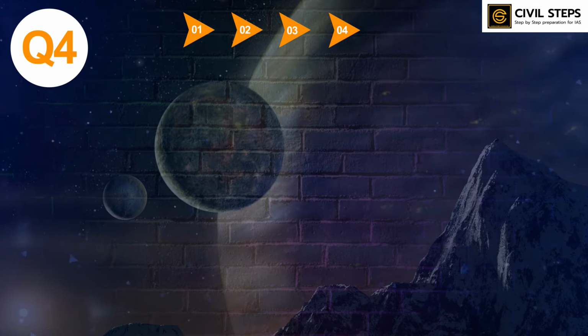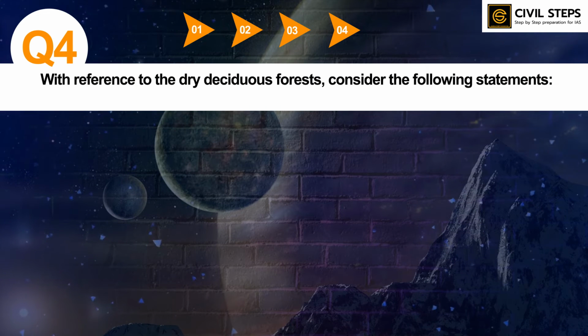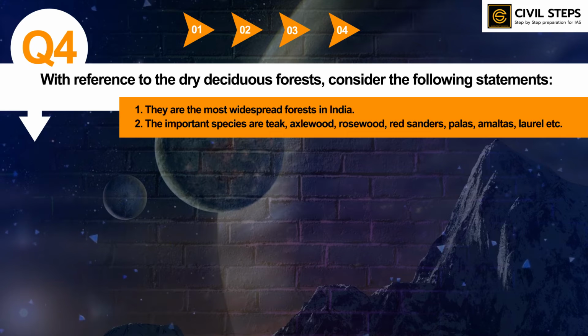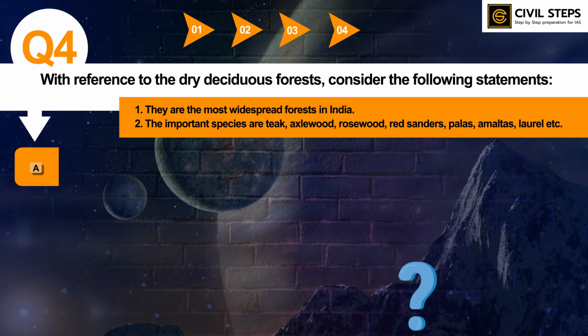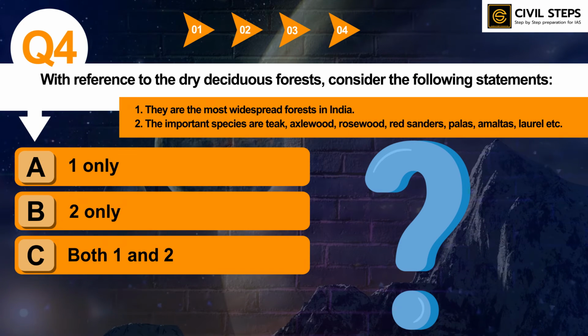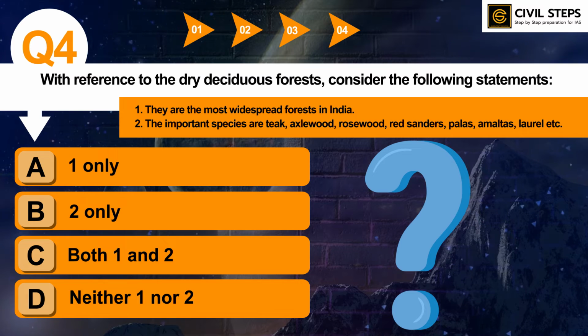Here is question 4. With reference to the dry deciduous forests, consider the following statements. First, they are the most widespread forests in India. Second, the important species are teak, axlewood, rosewood, red cedars, Palas, Amaltas, Laurel, etc. So which of the statements given above is or are not correct? Option A, one only, B, two only, C, both one and two, D, neither one nor two.